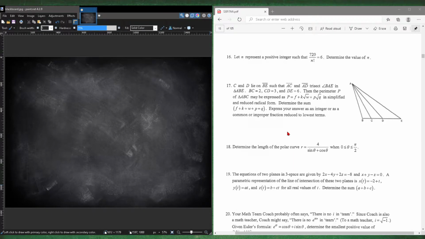And then question 17. C and D lie on BE such that AC and AD trisect the angle BAE and ABE. BC is 2, CD is 3, and DE is 6. The perimeter of ABC, which is the small triangle on the left, is in this form. Add the coefficients. Okay, so let's draw this out.